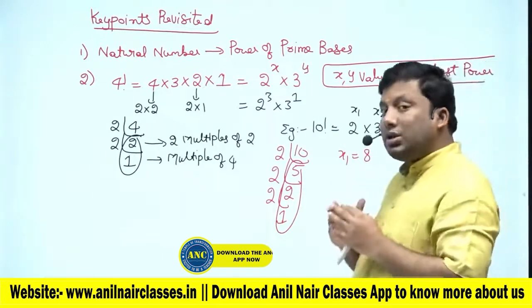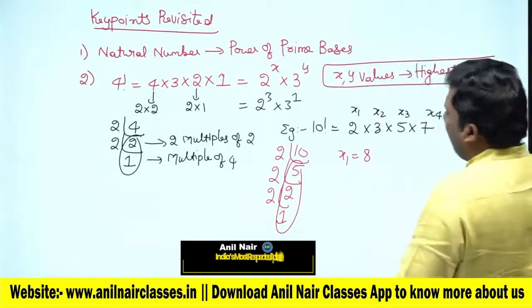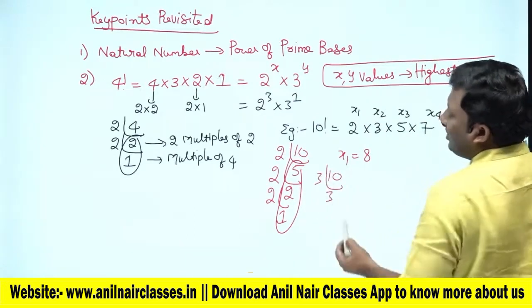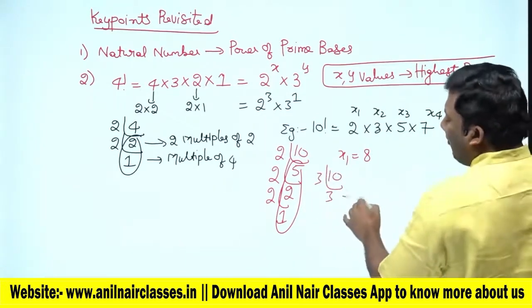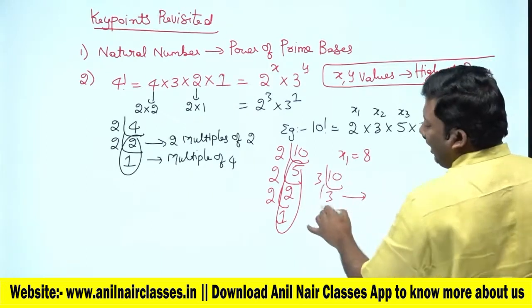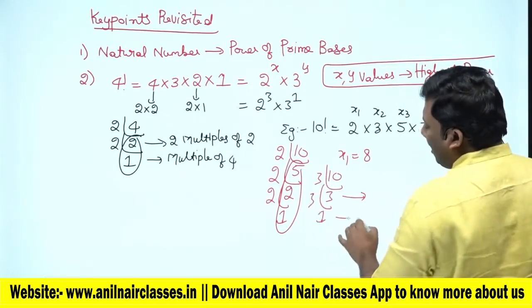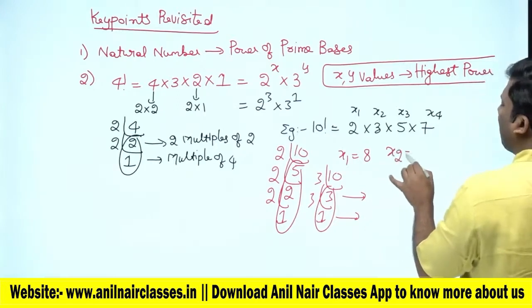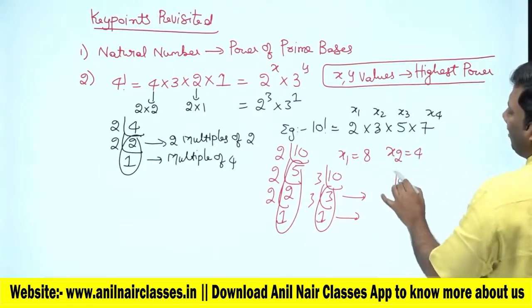What is the highest power of 2 in 10 factorial? It is 8. 10, I am dividing it by 3. 3 3s are 9. What does the 3 denote? There are 3 multiples of 3. Again divide. There is 1 multiple of 9. So 3 plus 1, it is 4. X2 equals 4. Divide 10 by 5.